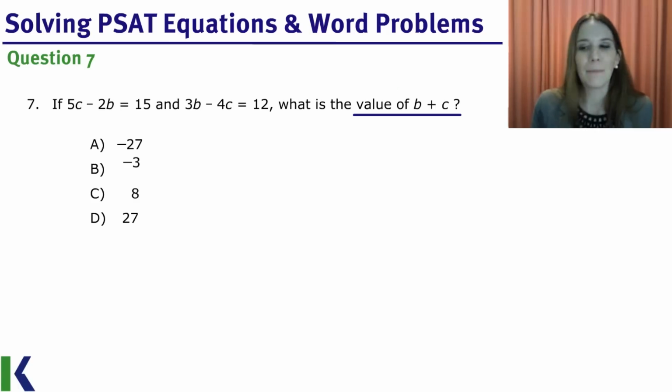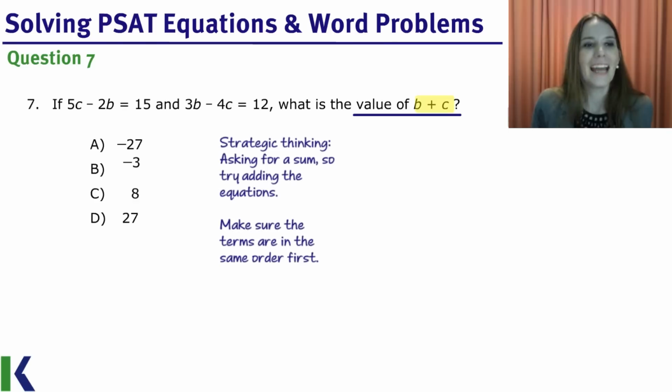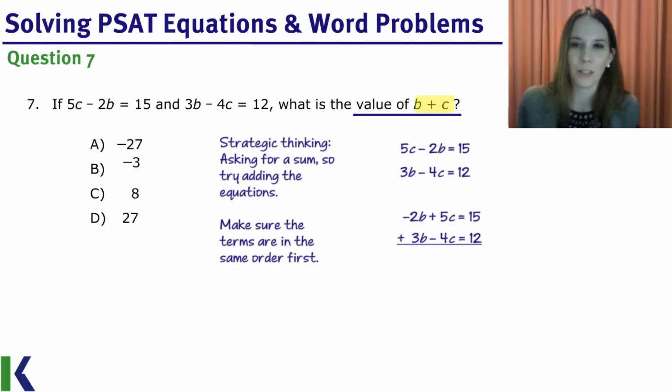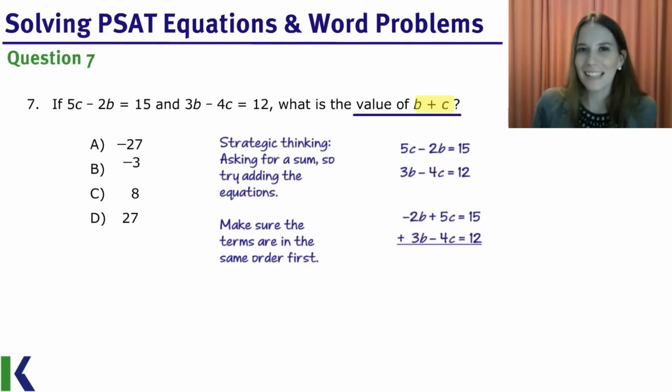If I line up all my B values and I line up all my C values, I'm going to take these two equations and rearrange them so my B's are on top of B's, C's on top of C's, numbers on top of numbers. Look what happens when I just add these two equations together. Boop.